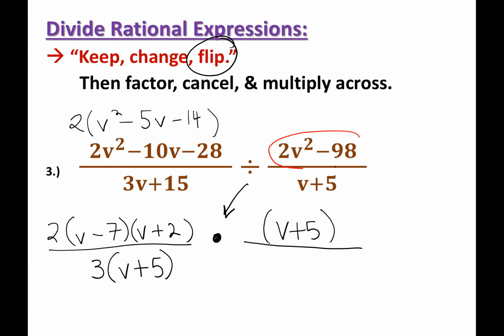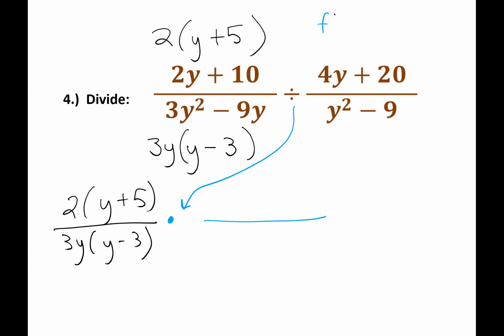Okay, this division is going to change to multiplication. So we're going to keep, change, and then flip. So we will be flipping that second fraction. Let's factor as we go. This 4y plus 20, we can take out a 4. We're left with y plus 5. It started out in the numerator, so we rewrite it in the denominator. So 4 and then y plus 5.